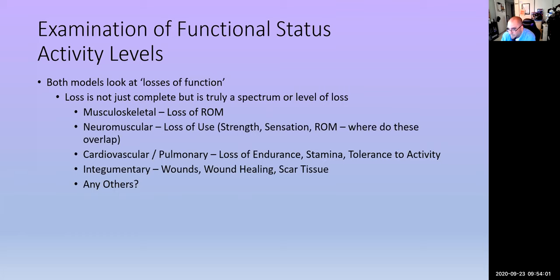Cardiovascular and pulmonary. It's a big problem right now, right? It's huge. A lot of people are starting to lose some of their pulmonary endurance. Why? Because we've been indoors so much. We've been kind of cooped up. We may not be exercising as much as we used to. So our tolerance to activity is going to be down. Health problems are probably going to be up a little bit after this quarantine, just because we're not doing as much. Integumentary, we can have wounds, wound healing, scar tissue, all kinds of problems.